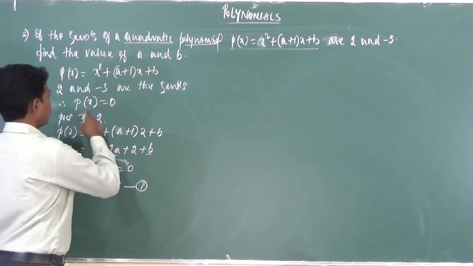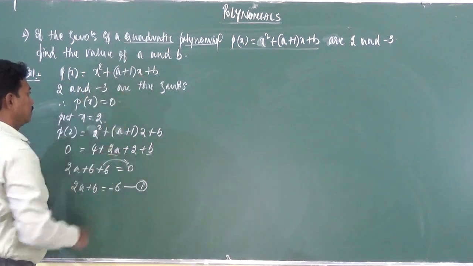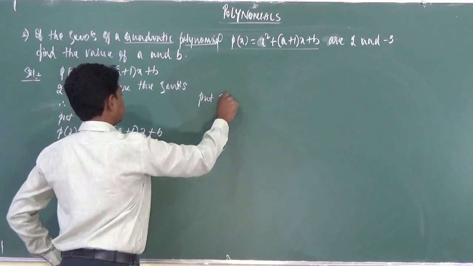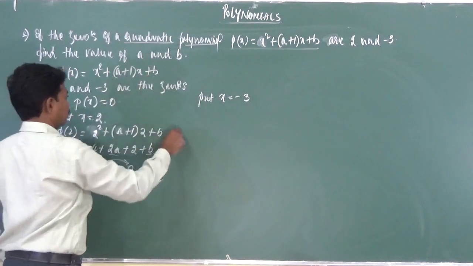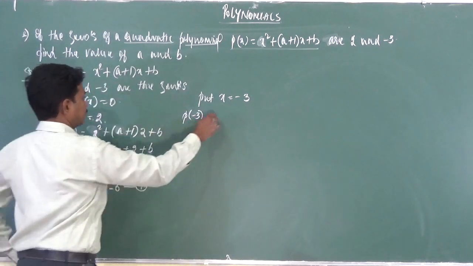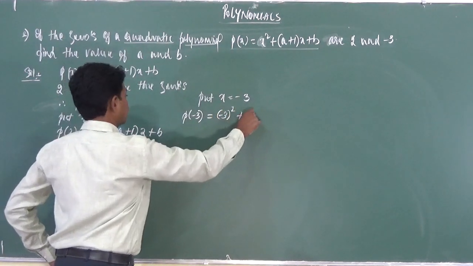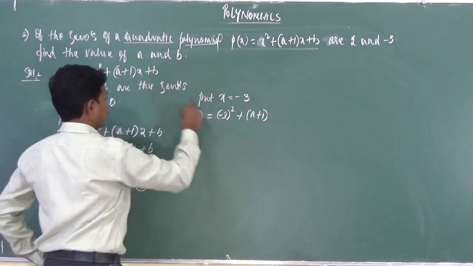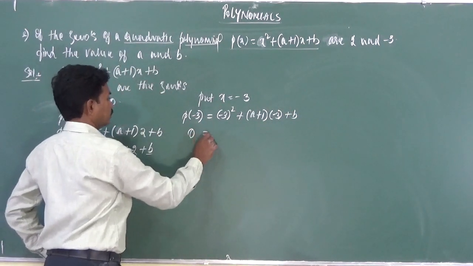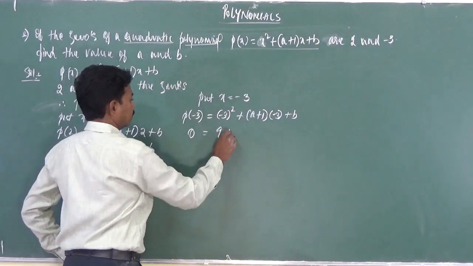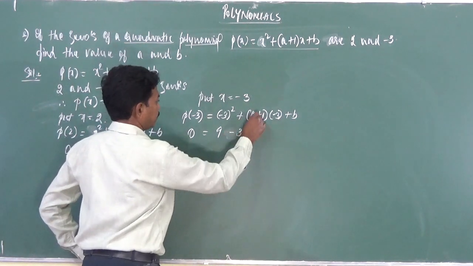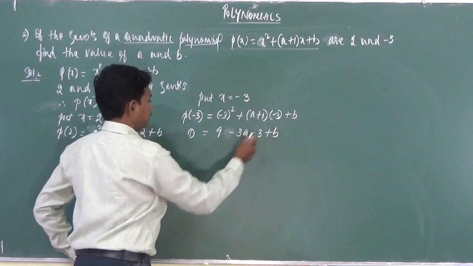Now minus 3 is also a zero of this polynomial. So therefore put x is equal to minus 3 in this polynomial. So p of minus 3 is equal to, that is x square is minus 3 whole square, plus a plus 1 into x is again minus 3, plus b. So p of minus 3 is 0. So 0 is equal to minus 3 whole square is 9, plus a into minus 3 is minus 3a, plus 1 into minus 3 is minus 3, plus b.